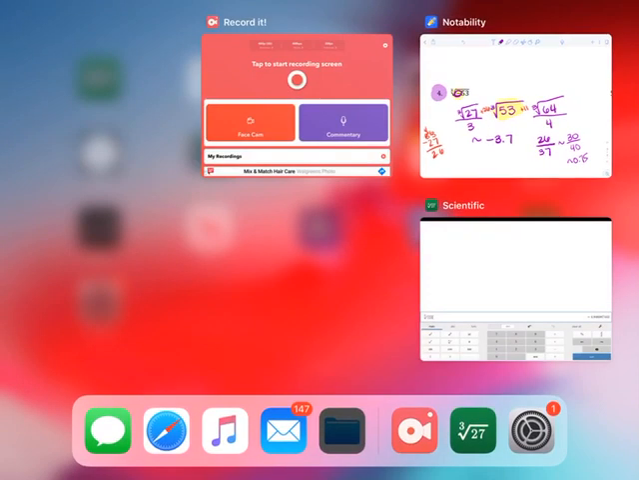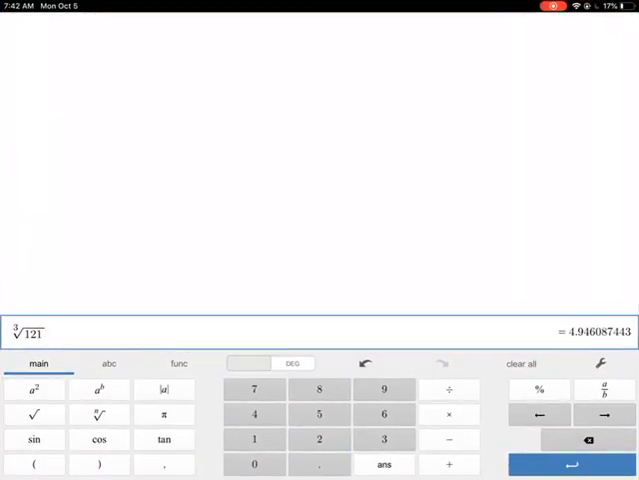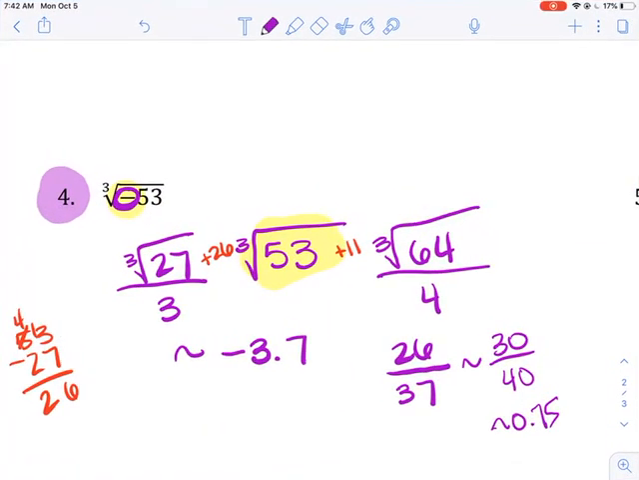Let's go ahead and check our answer. We're going to put the cube root of -53, and I get -3.756. Now that would actually round up to -3.8, but remember -3.7 is really close, so this one is also acceptable. -3.7 is my final answer.